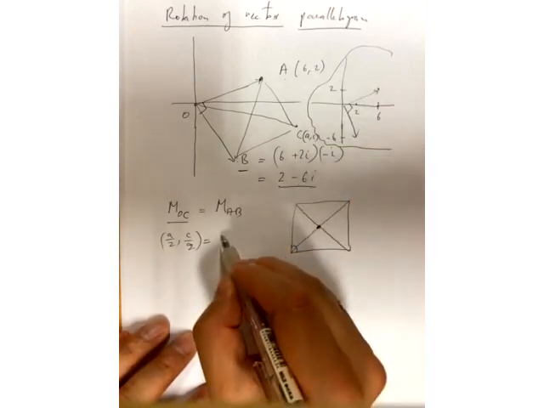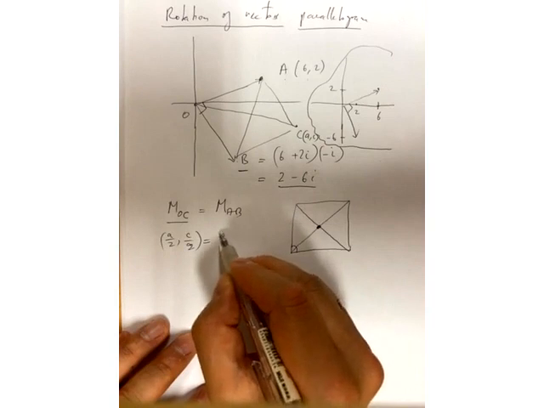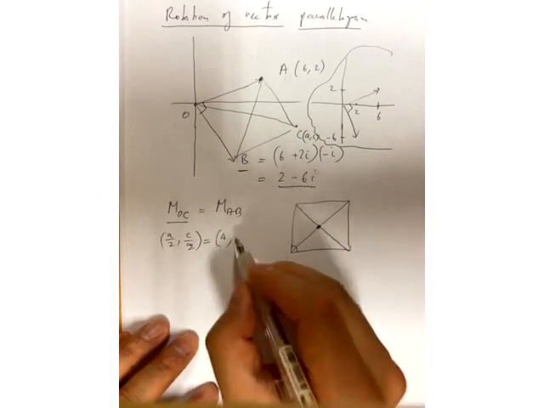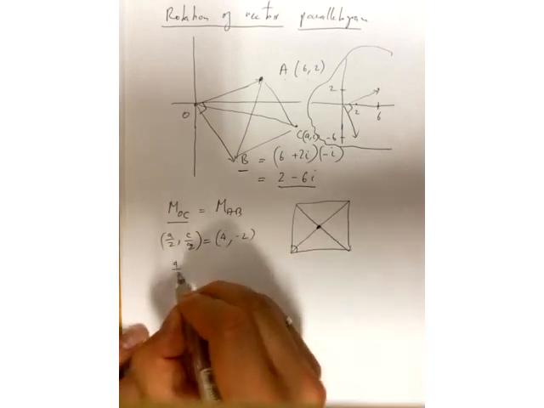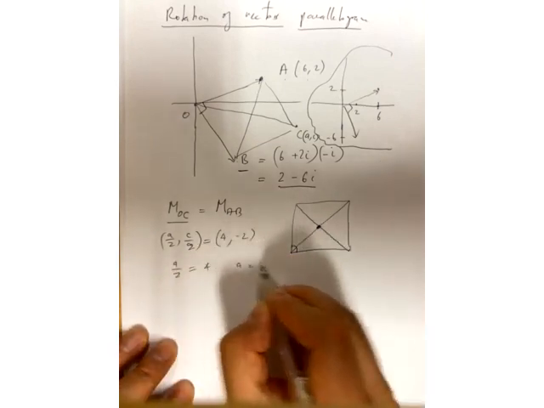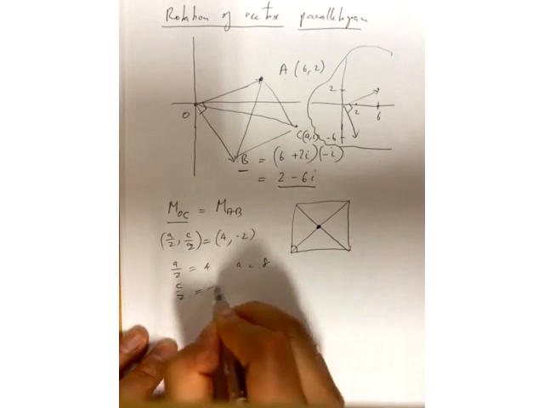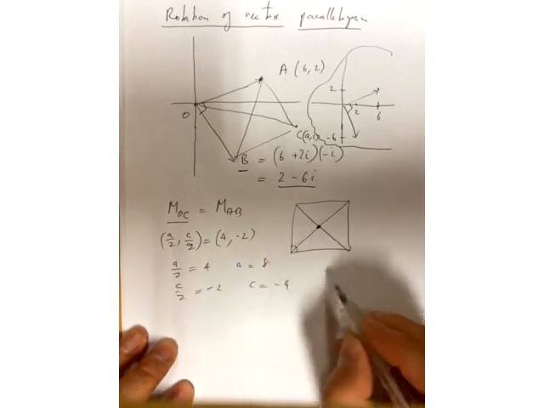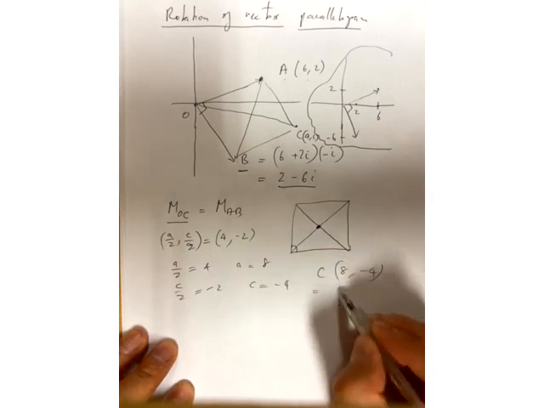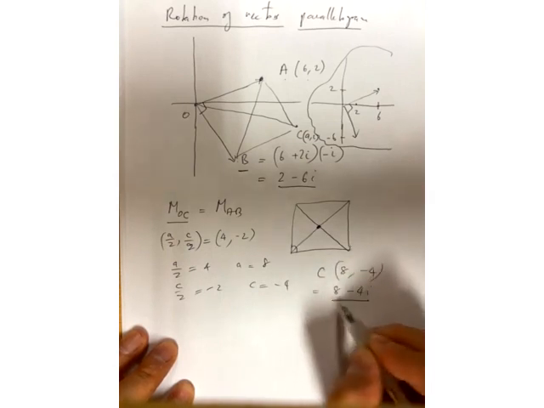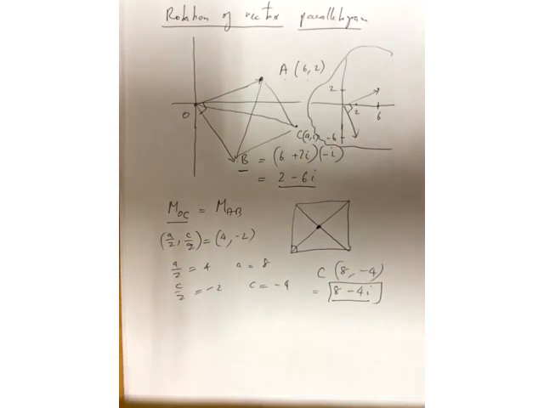So 6 plus 2 is 8, 8 divided by 2 is 4. And then minus 6 plus 2 is minus 4, minus 4 divided by 2 is minus 2. So in other words, a on 2 equals 4, so a equals 8. c on 2 equals minus 2, so c equals minus 4. So in other words, the point C is (8, -4). In complex number form, it's 8 minus 4i. There is your C in a very quick way.